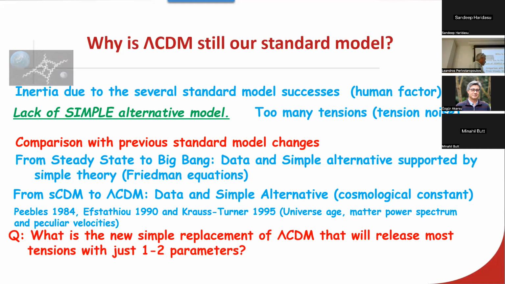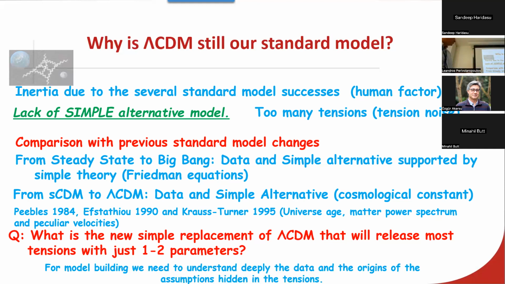And the question is, what is the new simple replacement of lambda CDM that will release most tension with just 1 or 2 parameters, which should also be, of course, physically motivated? Rather than putting 2 arbitrary parameters, one should actually put physically motivated parameters. But at least, even if they're not physically motivated, there should be a parameterization that does this job.